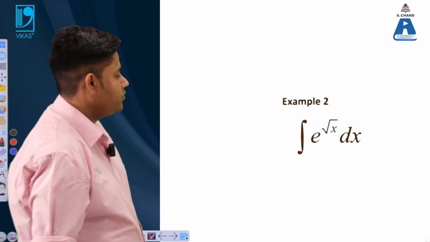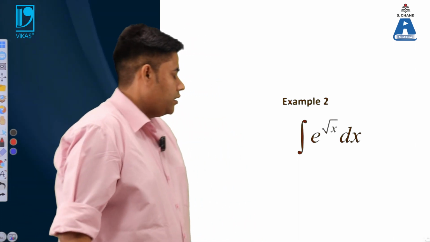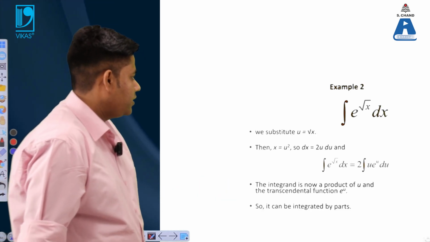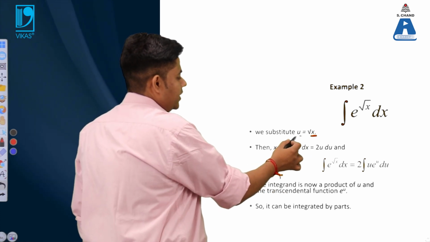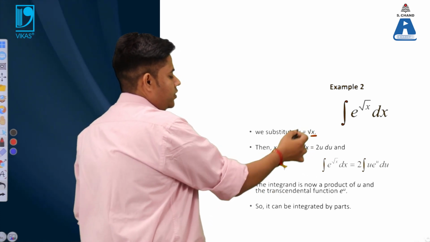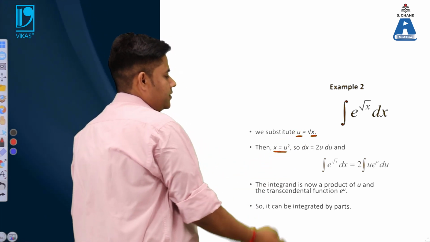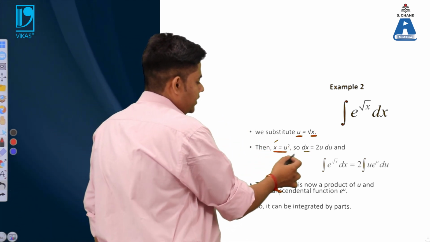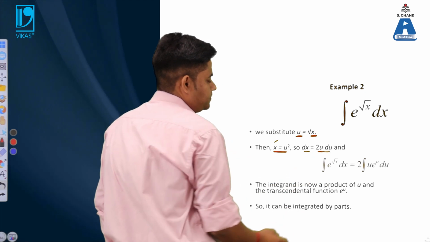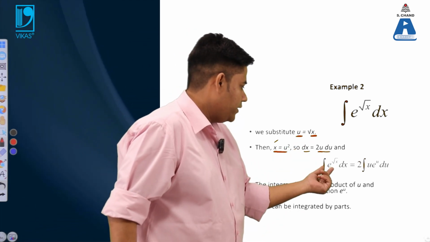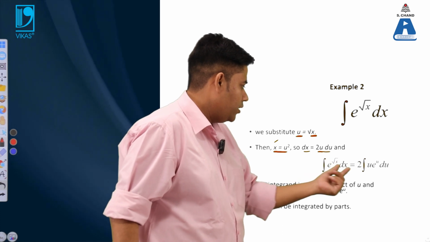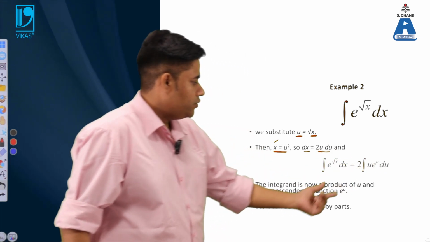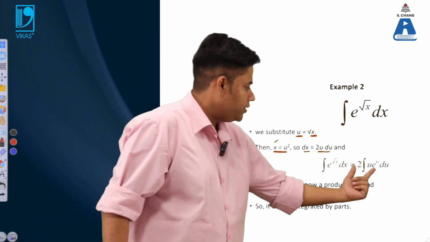The second example is e raised to the power root x dx. So how can we solve this? For this we have to substitute something: for root x we can write u, and in order to remove this root we can square it. So x equals u square, and then we go for the derivative. The derivative of x is dx, and the derivative of u square is 2u du. Putting all these values together, we'll get e raised to the power u, and dx is 2u du. So ultimately this integral will become this part.